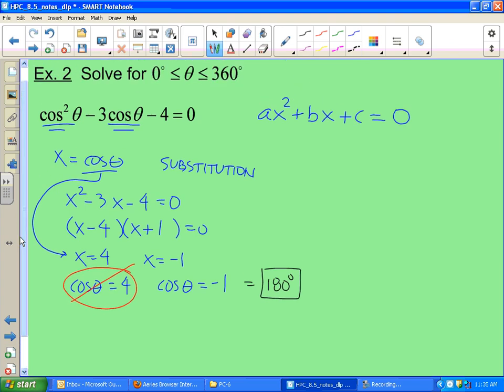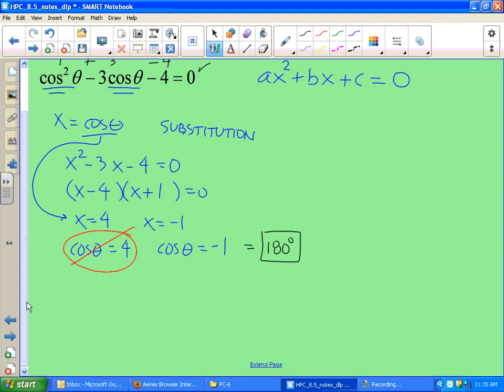And you can plug 180 back in and check. Cosine of 180 is negative 1, square negative 1, you get a 1. And then minus 3 times the cosine of 180, so a negative 3 times a negative 1 is plus a 3. So you have a 1 plus a 3 equaling 4, minus a 4, producing a 0. So yeah, it checks. Always a good idea to check.